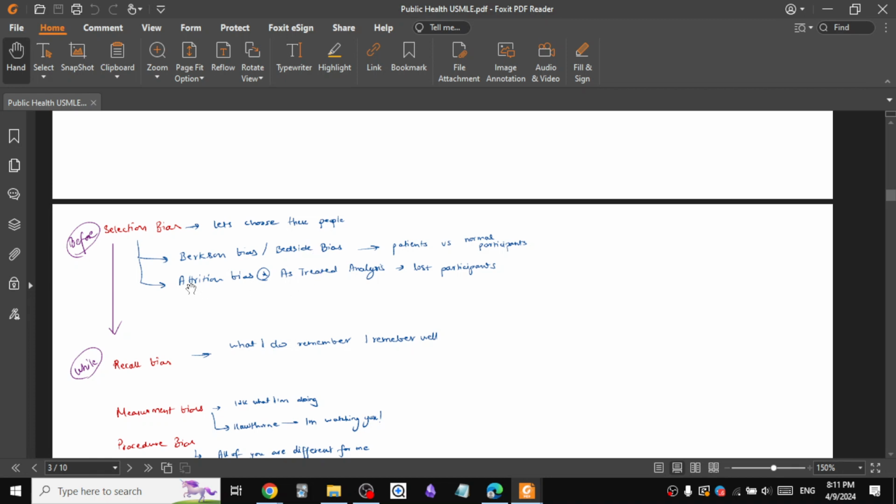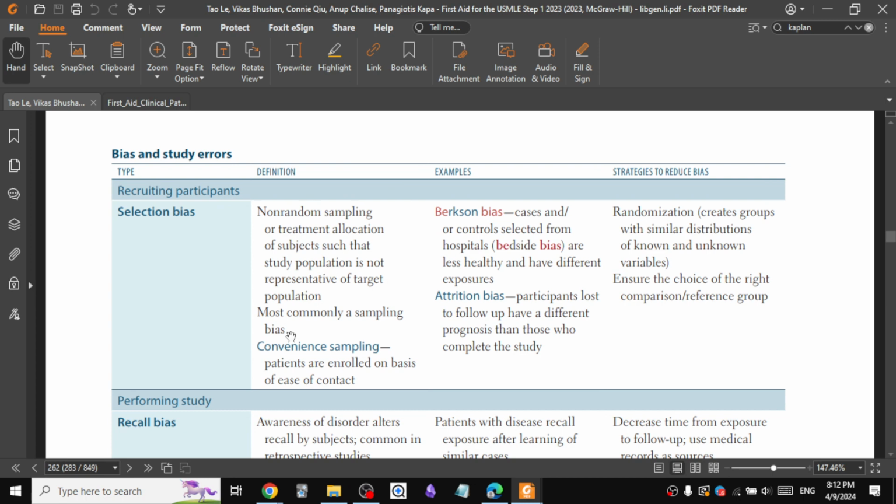Next is attrition bias. That is a part of selection bias as well, and it correlates with as-treated analysis, which we saw above. Attrition bias is about participants that are lost. We have not considered why they are leaving, and as they leave, we just change our analysis method and say, okay, now we're going to do as-treated analysis, but we never made sure why they left or what effect their leaving actually had on our result. So this is selection bias, and this should make sense now.